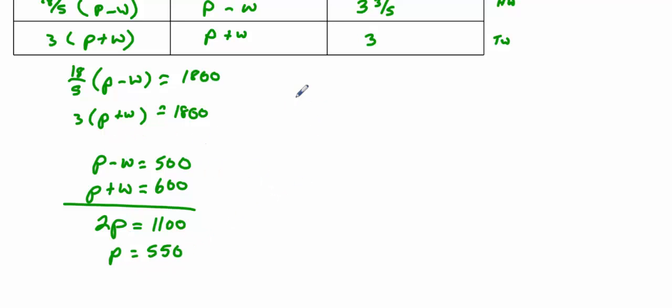I'll go back into here. So this is P plus W is equal to 600 in the end. And then I'll say 550 plus W is equal to 600. And W equals 50 miles an hour.